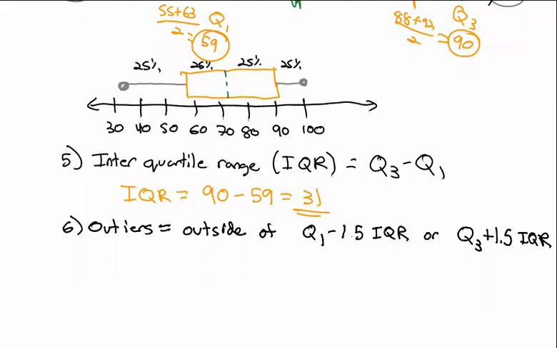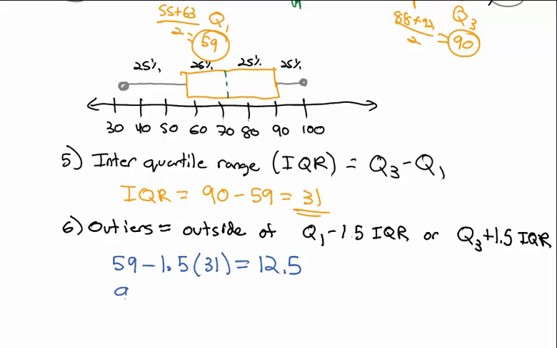Basically, each whisker is only allowed to be 1.5 times the box. Otherwise, the whisker is too long. So if we wanted to find out the left side, Q1 we said was 59 minus 1.5 times the IQR of 31. This would give us the lowest acceptable value for our data. In this case, it's 12.5.